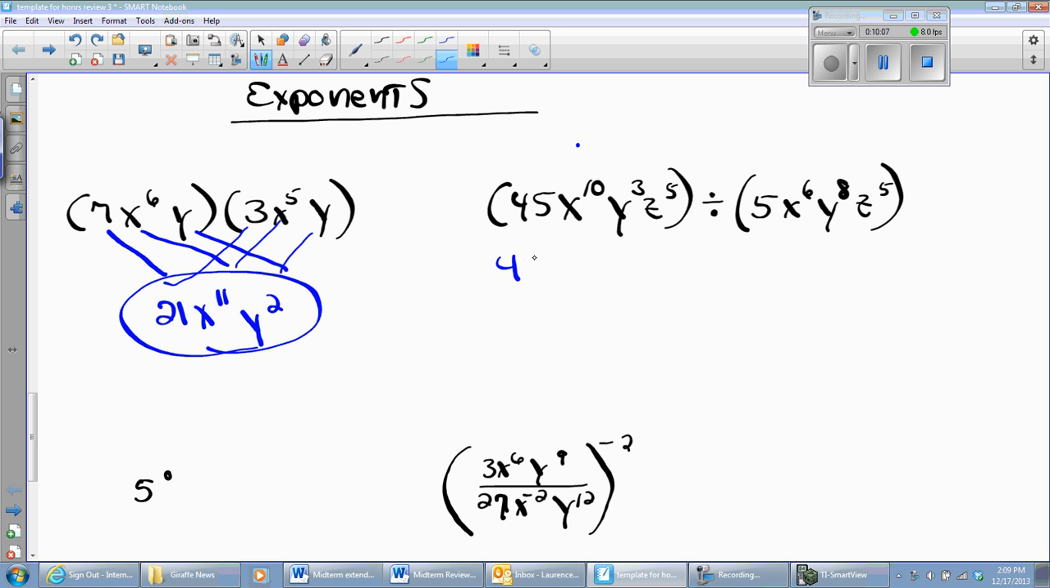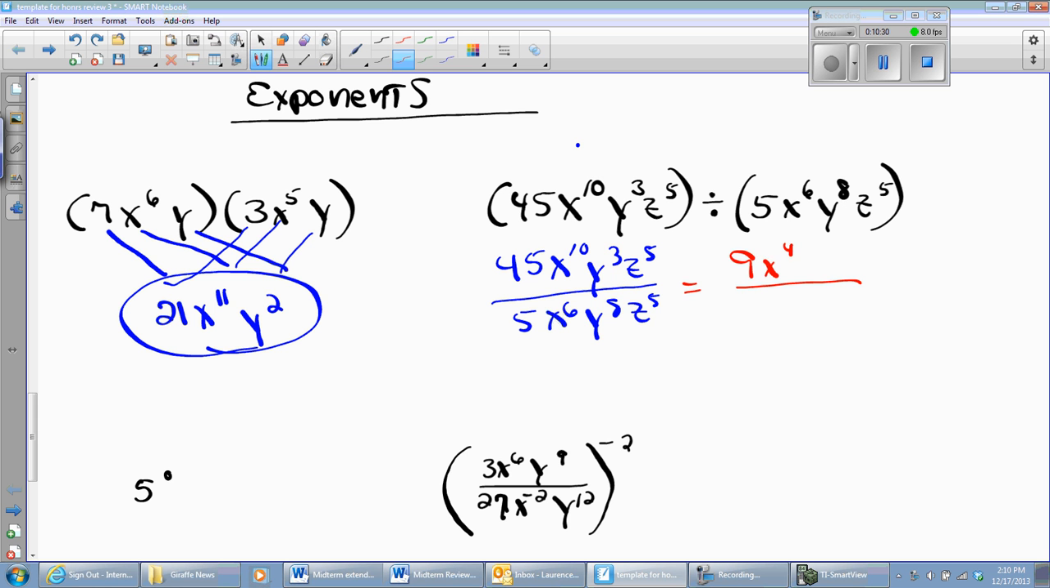All right, I'm going to do 45x to the 10th, y cubed, z to the 5th in my numerator. That'll be over 5x to the 6th, y to the 8th, z to the 5th. Now, if I do 45 over 5, that'll be 9, right? X to the 10th over x to the 6th will simplify to x to the 4th in the numerator. Y cubed over y to the 8th will be a y to the 5th in the denominator. And the z's cancel out. And there's my simplified answer.